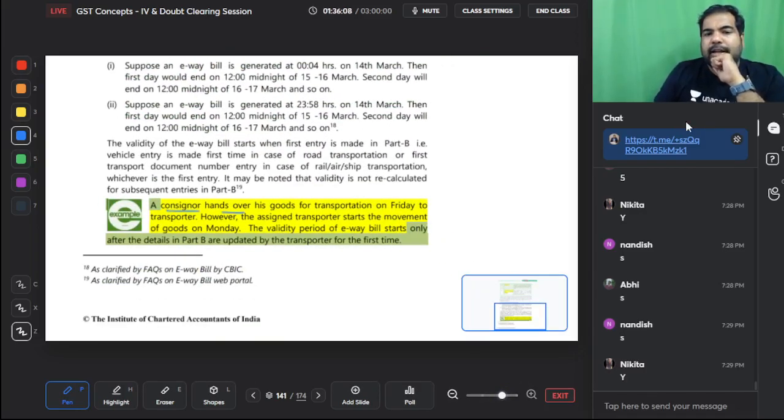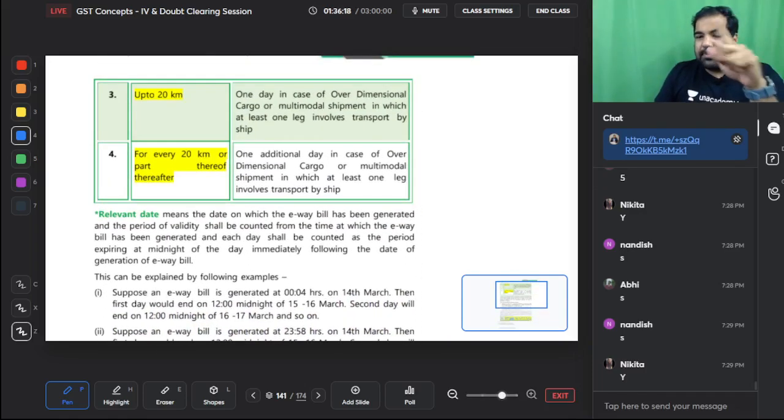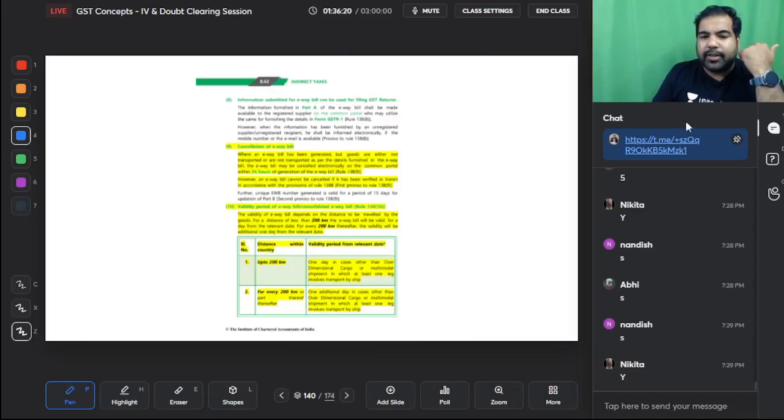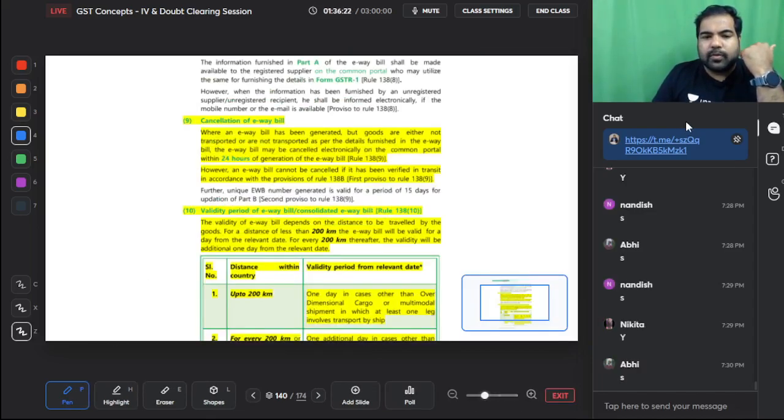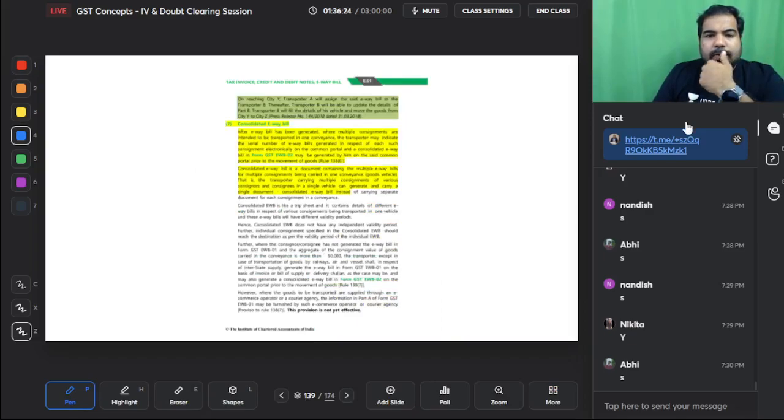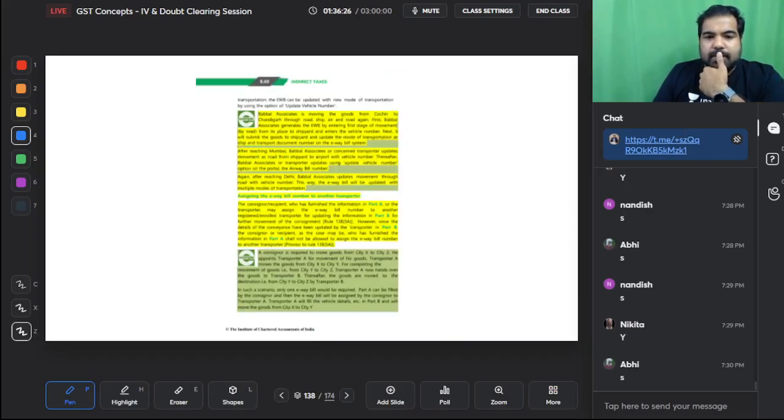A consignor hands over his goods for transportation on Friday to a transporter. The transporter starts the movement only on Monday, so the validity will start only from Monday. So whenever guys part B is filled up, only then the validity starts. Yes. Let's see.